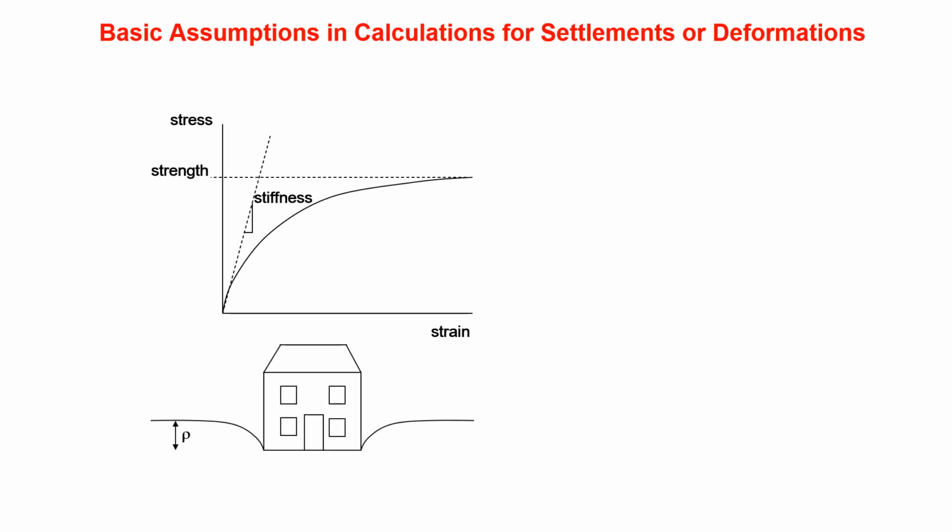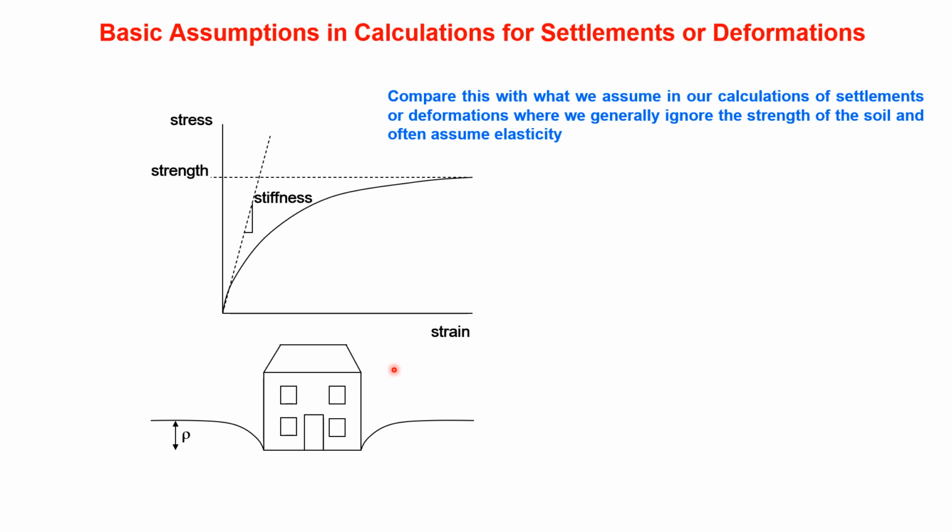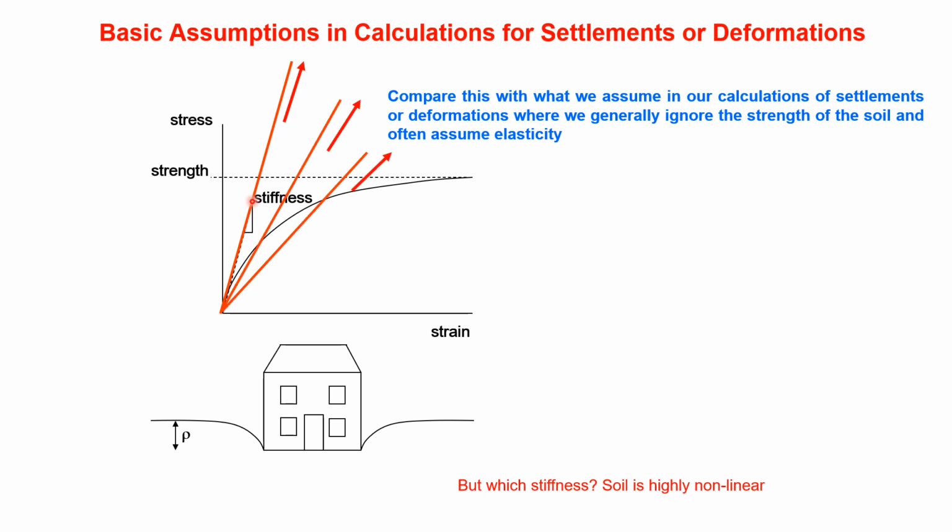Contrast that with settlement calculations that you will have done in year 2, I guess. When you calculate settlement rho, you're going to need some sort of stiffness. So compare that with the assumption for settlements. Now, which stiffness do you choose? This is nonlinear. It's crazy. You might take that initial stiffness, but it could be that one, or it could be that one. I mean, any of these lines could represent that curve equally well. But nevertheless, as an engineer, you've got to choose one, and of course, it's crazy.